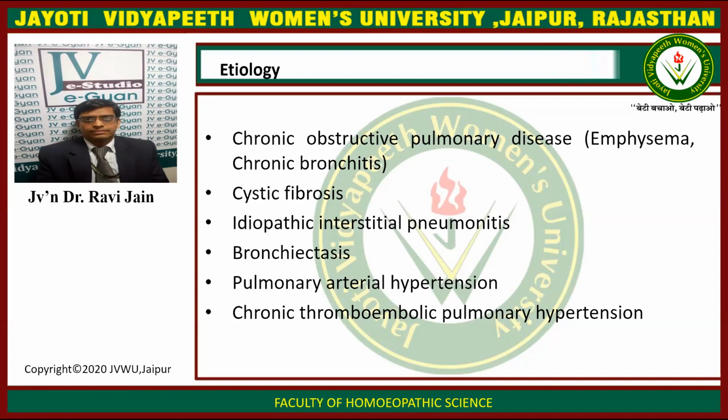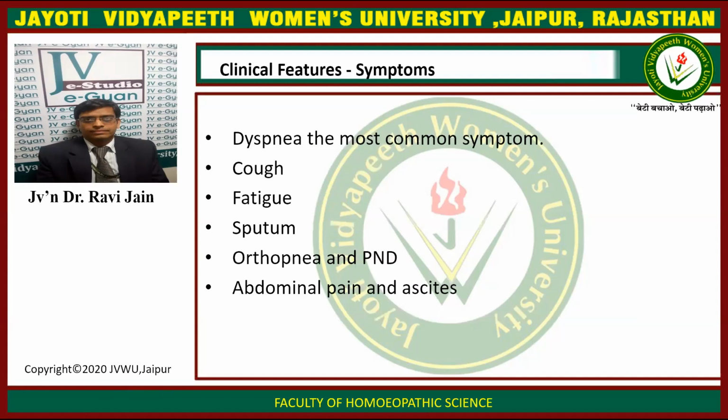So in etiology we have COPD, cystic fibrosis, idiopathic interstitial pneumonitis, we have bronchiectasis, we have pulmonary arterial hypertension, chronic thromboembolic pulmonary hypertension. Now, what are the clinical features? Clinical features will be divided into two parts, symptoms and signs. So first of all, let's discuss about the symptoms of Cor Pulmonale.